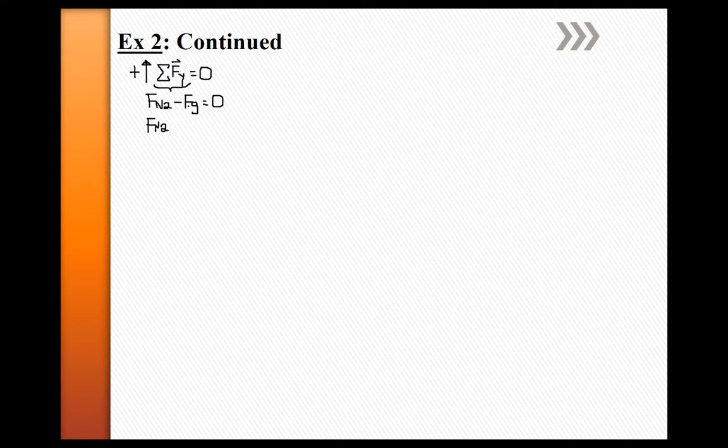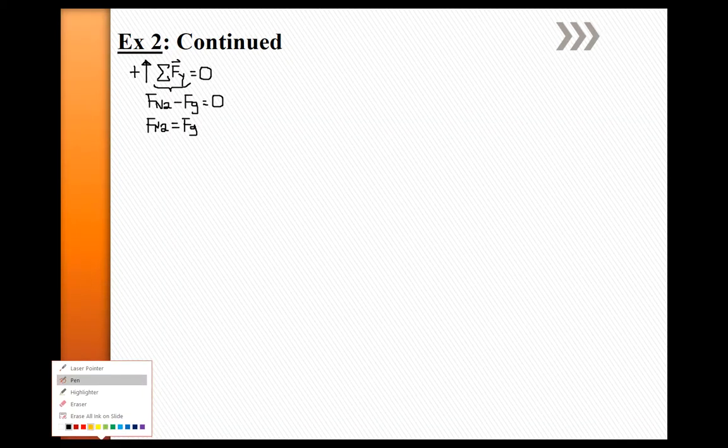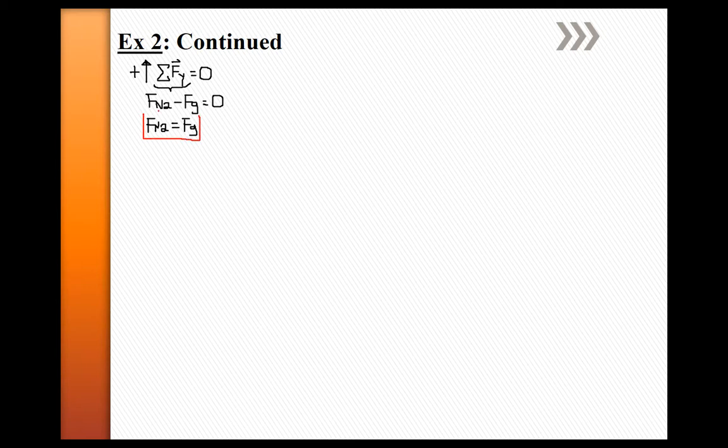Actually, I don't think we're going to expand. Let's leave it as Fg. So I'm going to say Fn2, bring this over to the other side, and this will just be equal to Fg. Now, I'm just going to box this equation right now. There's not really anything I can do with it. I don't know what the value of Fg is because I don't know the mass of the board. So I'm just going to box this and I'm going to call it equation number 1.